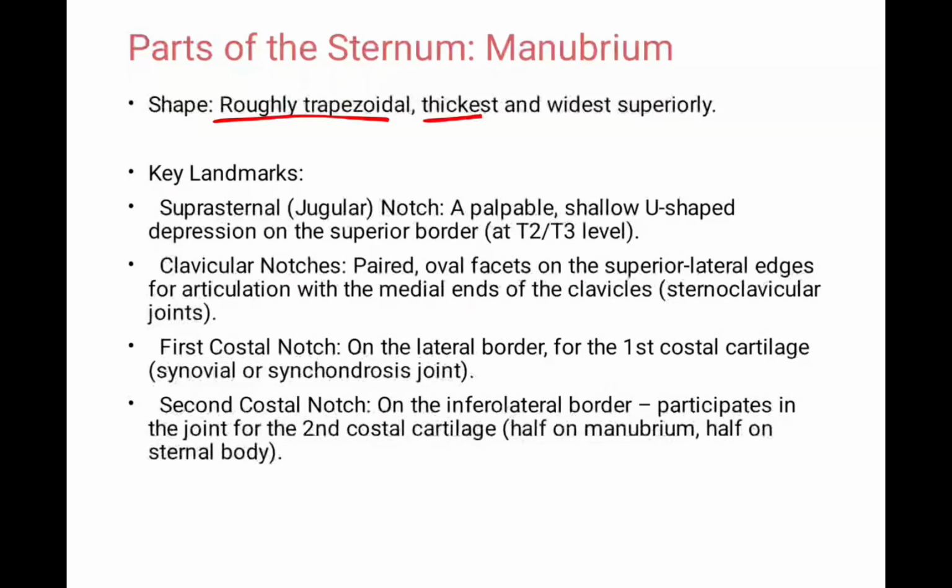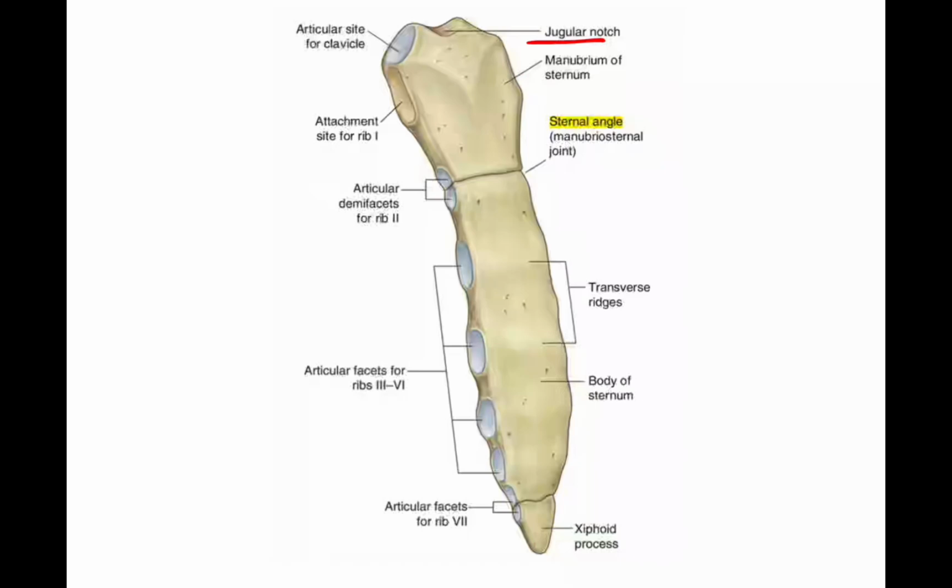So it is roughly trapezoidal, it is the thickest and the widest part superiorly. It has important landmarks like the suprasternal notch, which is also called the jugular notch. It's a U-shaped depression at the superior border at the level of T2 to T3. If you look at this image, you see the depression here, the jugular notch, which is U-shaped.